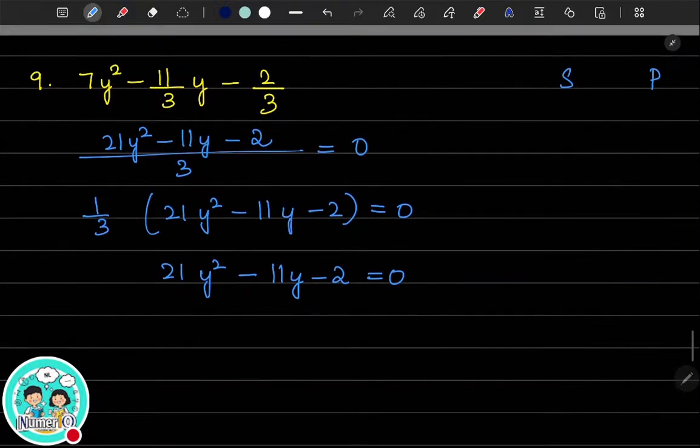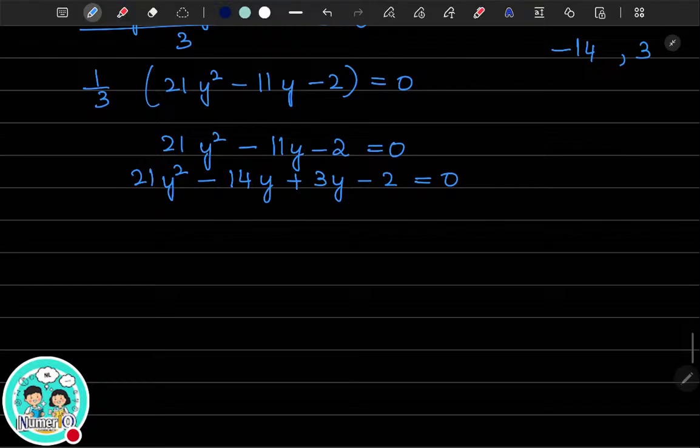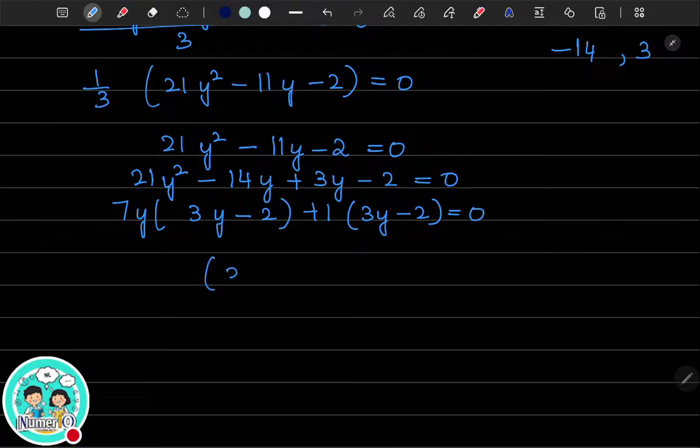So what is your sum? Sum is nothing but minus 11. What is your product? Minus 42, right? So 14 and 3 are the values, minus 14 and plus 3. Let's do middle term splitting. So you have 21y square minus 14y plus 3y minus 2 equal to 0. Take 7y common out, so you'll have 3y minus 2. Again plus 1 common out, you have 3y minus 2 equal to 0. So the factors are 3y minus 2 and 7y plus 1 equal to 0.